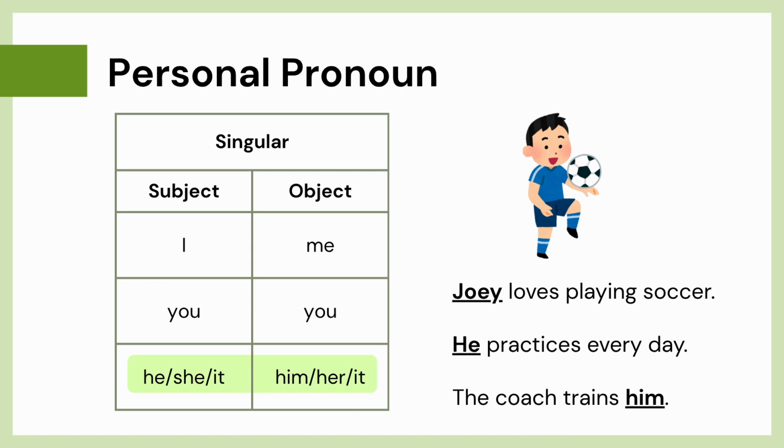For masculine pronouns, we use he for the subject and him for the object. Again, the rules are still the same. Let's practice that. Subject, Joey. Joey loves playing soccer. He loves playing soccer. He practices every day. The object will be him. The coach trains him.